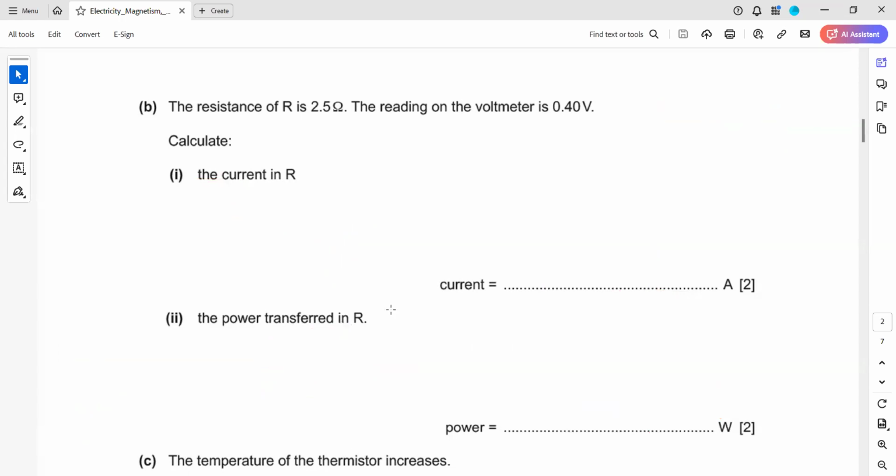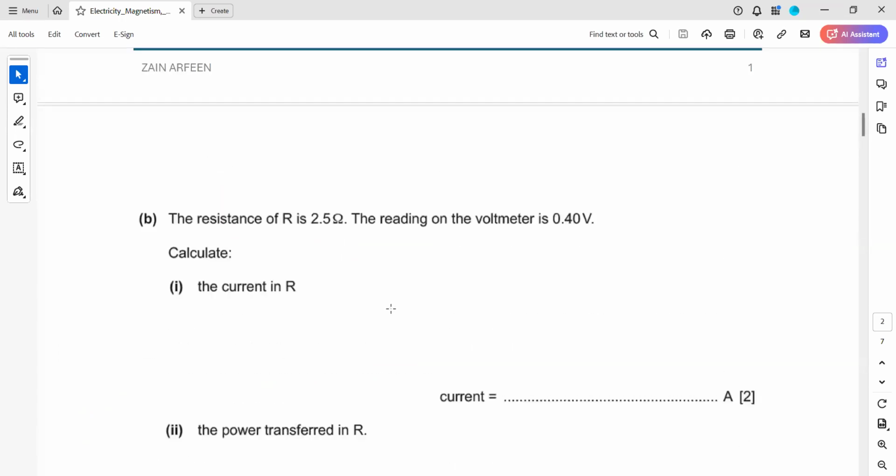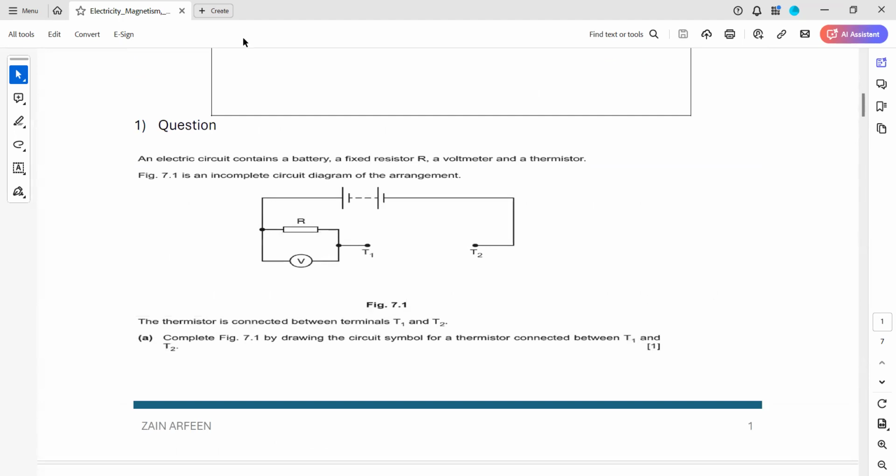The temperature of the thermistor increases. What happens to the reading of the voltmeter? Look, as I mentioned, it's a potential divider circuit. So we have a fixed resistor and we have a thermistor connected between T1 and T2. Now, as we increase the temperature, what happens to the resistance of the thermistor? The resistance of the thermistor will decrease. So if the resistance of the thermistor decreases, what happens to the voltage across the thermistor in a series circuit?